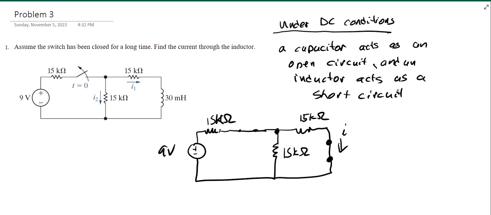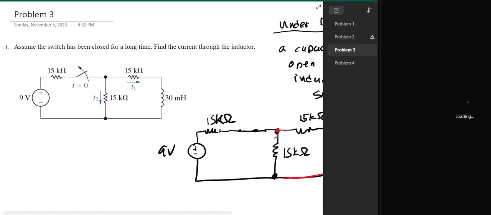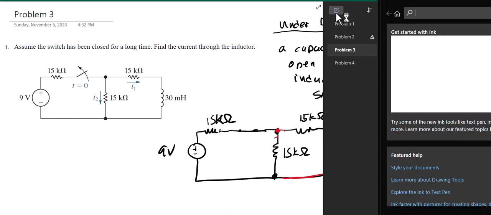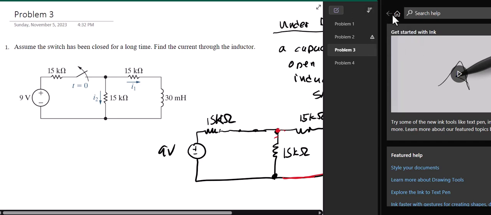So this 15 kilo ohm resistor right here, and the 15 kilo ohm resistor on the top, these two are in parallel. They're in parallel because this side is all at one voltage. It's all connected by a conductor. And the other side is also at the same voltage, whatever that is. And so they are in parallel. And if I have two resistors in parallel and they're identical, then the equivalent resistance is half of the original resistance.